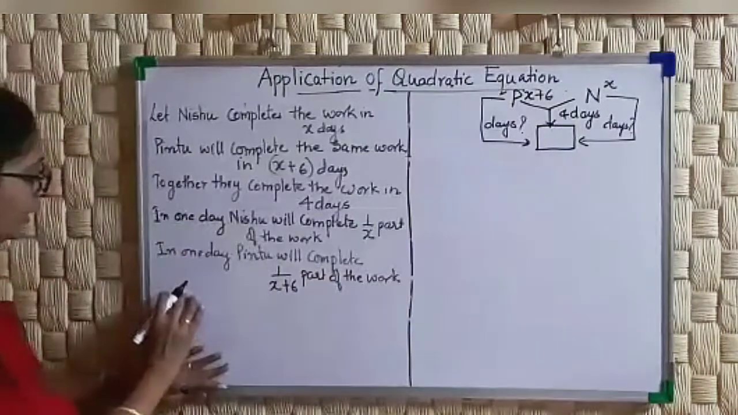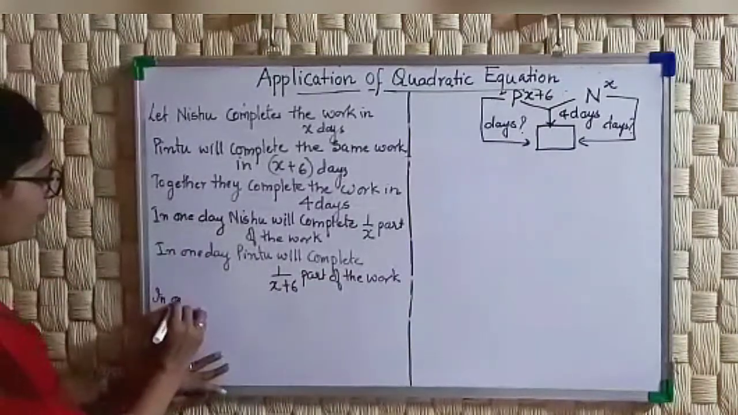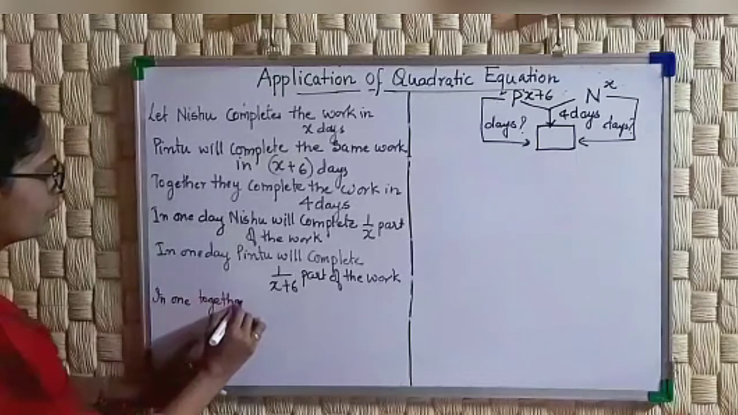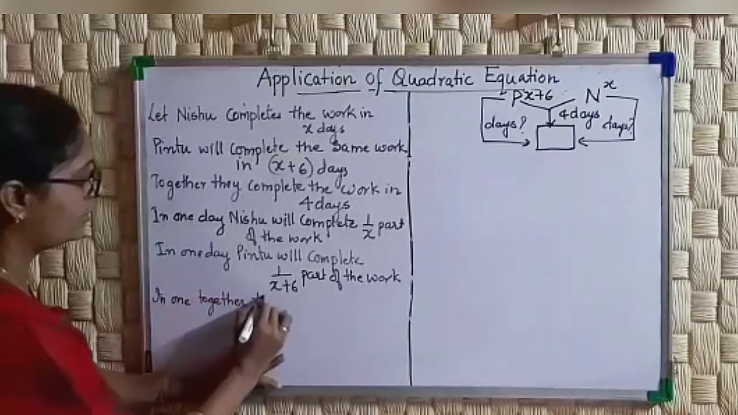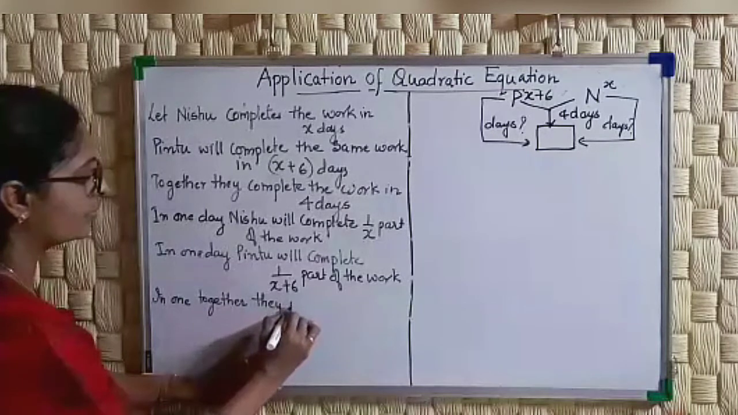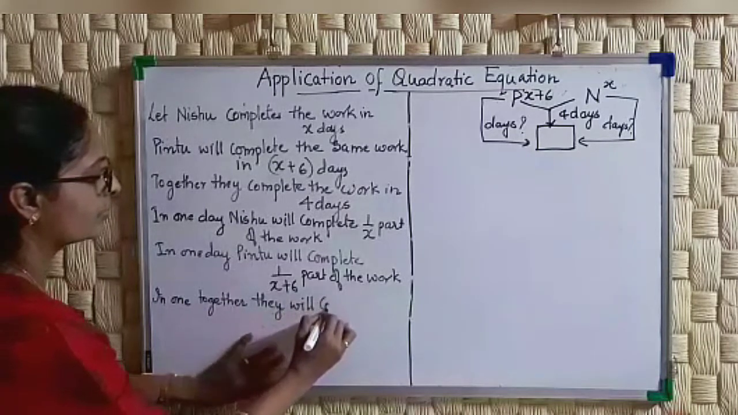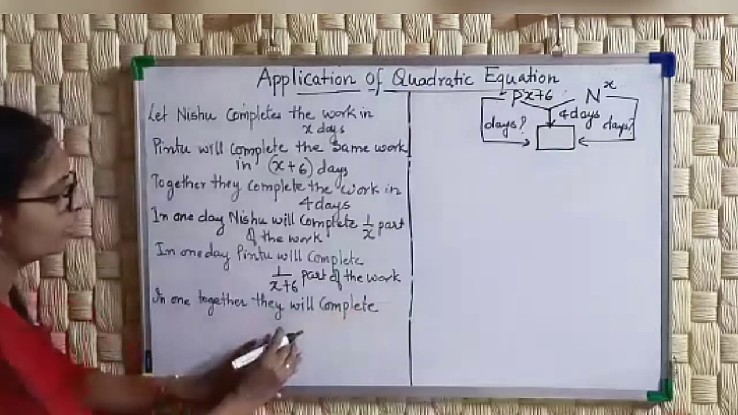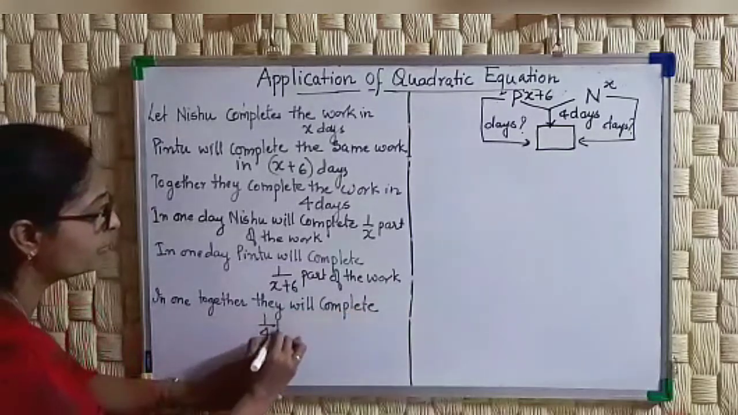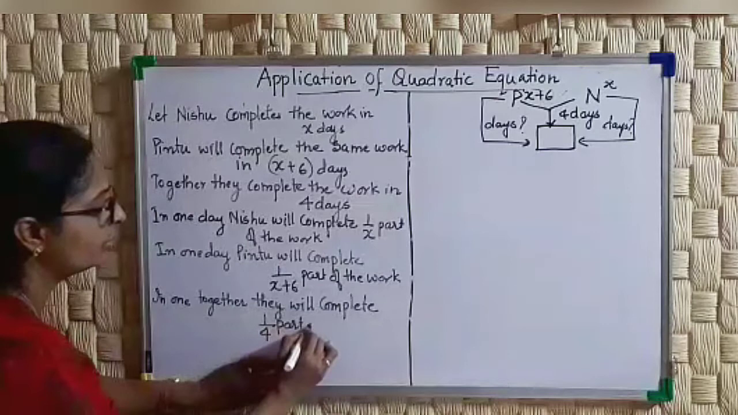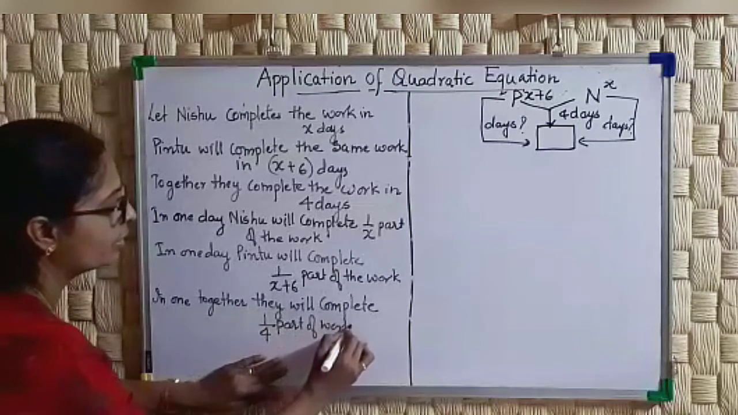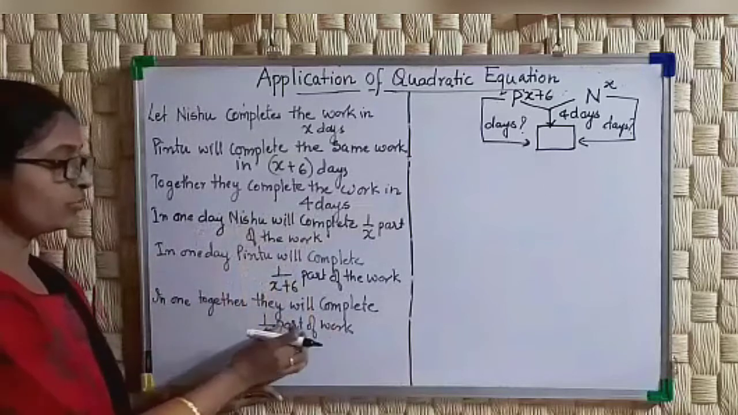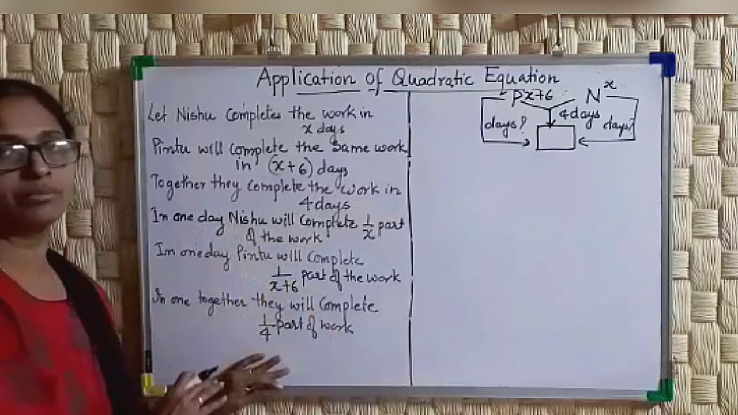And together in 1 day, they will complete only 1 upon 4th part of the work. Since together they are taking 4 days to complete, in 1 day just 1/4 part of the work they will be able to complete.